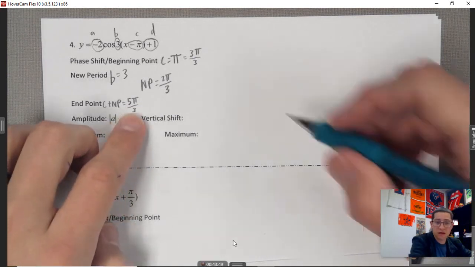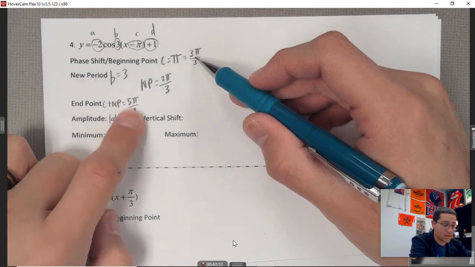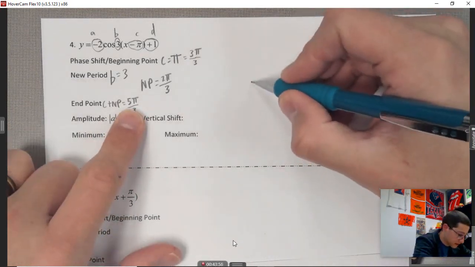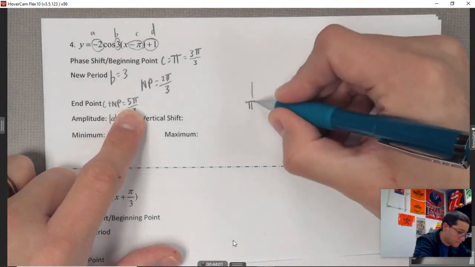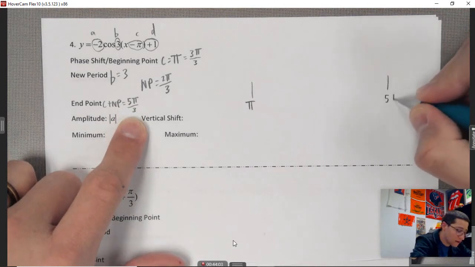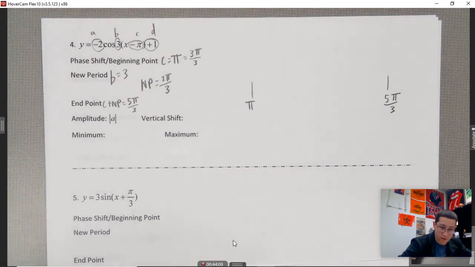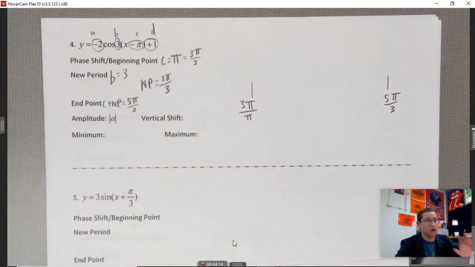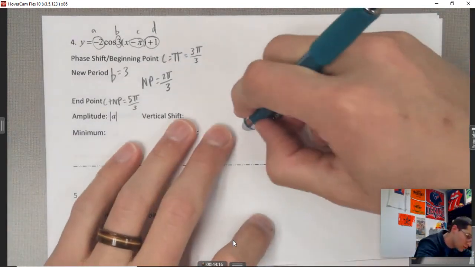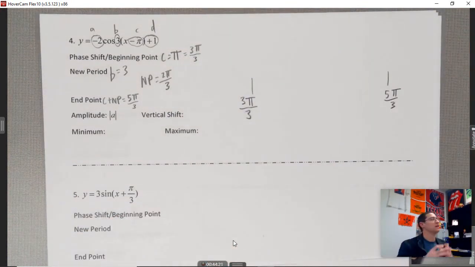Double checking. Okay, so it's going from 3 pi over 3 to 5 pi over 3. Same thing with your 5 values here, right? Beginning point is pi, end point 5 pi over 3. Now, here's a trick. If I were you in this situation, I would just write this as 3 pi over 3. Because once you have that, then you don't have to convert everything so much.